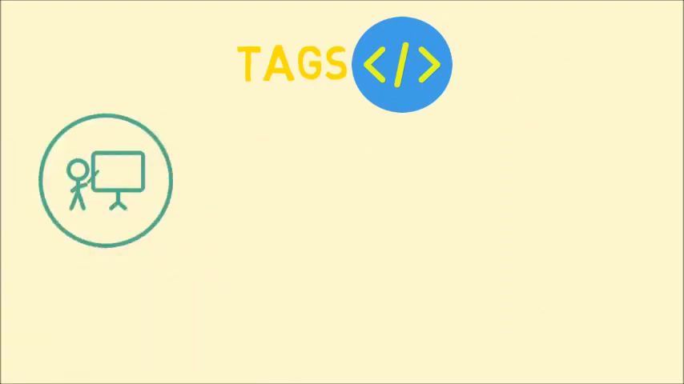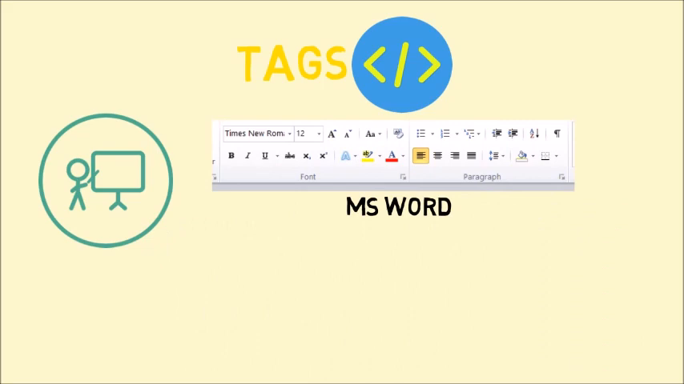Back? Great. So we were at tags. Tags are the commands to the web browser. These commands tell the browser how to display the content to the user. For example, when you work in any word processing package such as Microsoft Word, you give commands to it to format your text, such as setting the font size. The command is given by selecting the corresponding option.